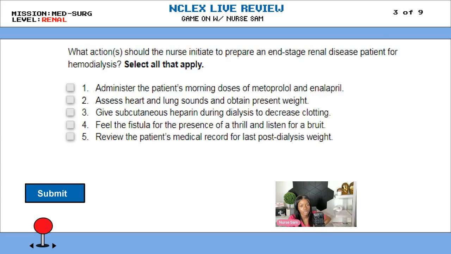This one isn't select all that apply, so let's not do that one. Let's do number 3. What action should the nurse initiate to prepare an end-stage renal disease patient for hemodialysis?